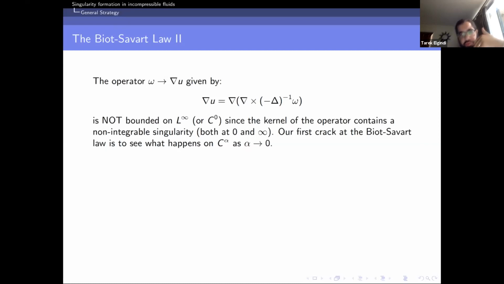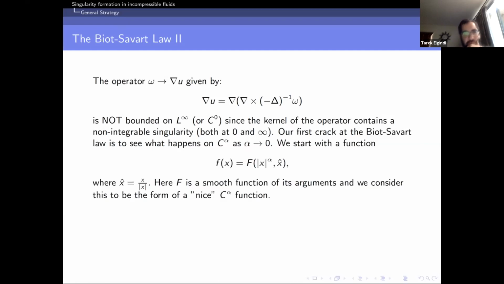when alpha goes to 0. So you have bounds on this operator in C alpha for alpha positive, and we want to see if we can describe the degeneration as alpha goes to 0. Okay, so alpha going to 0.